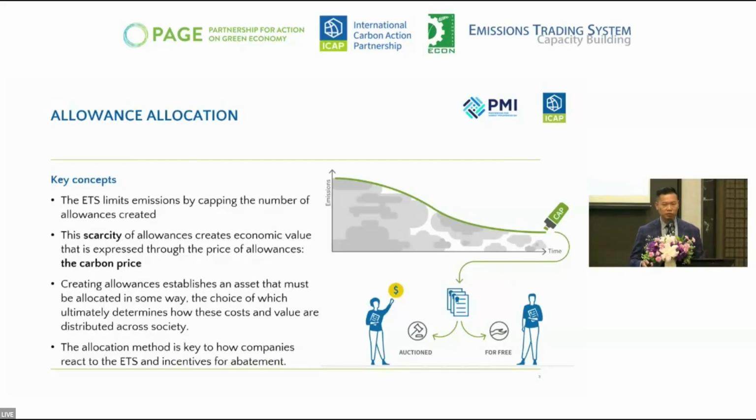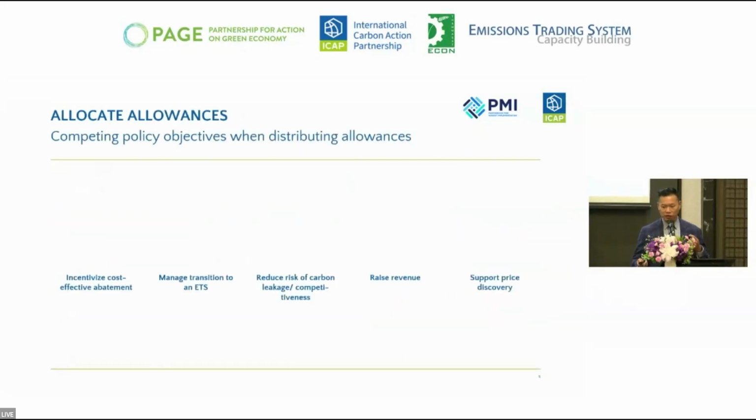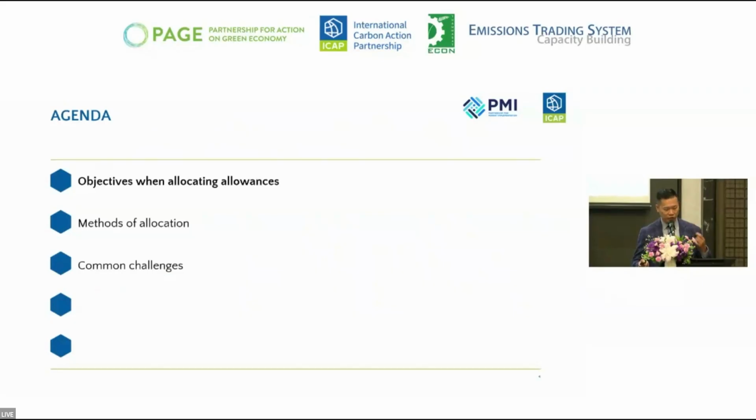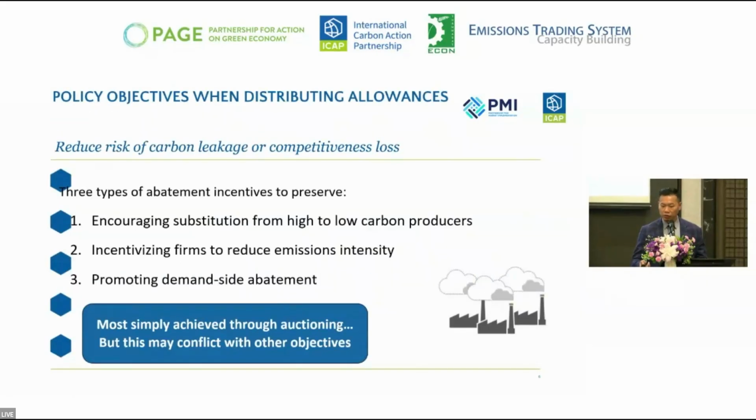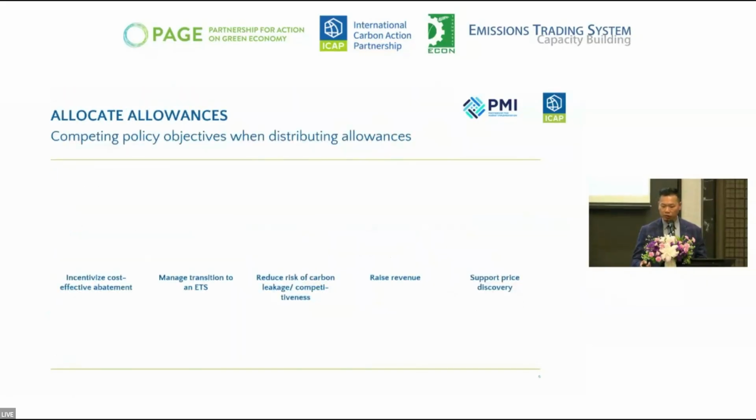We talk about scope, we talk about cap, but actually when each company reacts to the ETS, it is based on how much allowance they can get and how they can get the allowance. So this is a further level down to the implementation. First of all, we will talk about why some icons are missing.